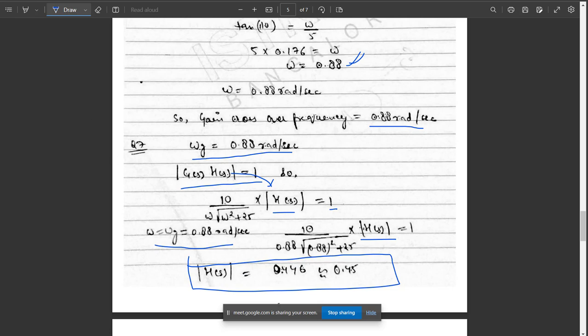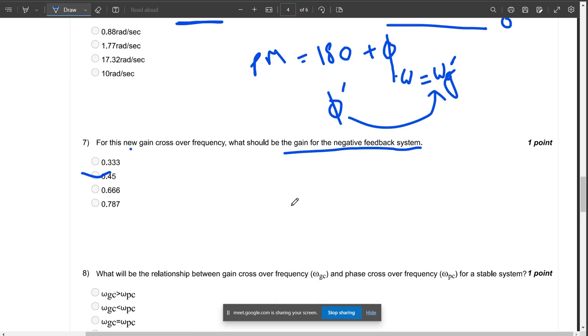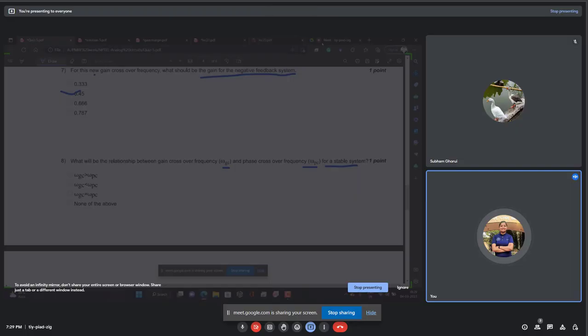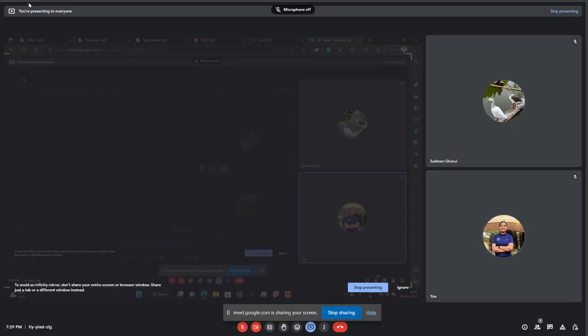So let's go ahead and try to find out the relationship between gain crossover frequency omega gc and phase crossover frequency for a stable system. So the first thing that you have to understand is the system is stable. Now for the stable system you have to find out the gain crossover frequency and phase crossover frequency. I'm giving you 2 minutes to solve this question and then we'll discuss.